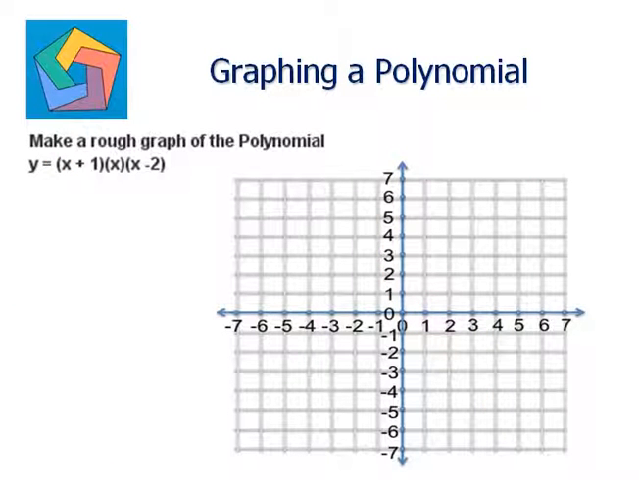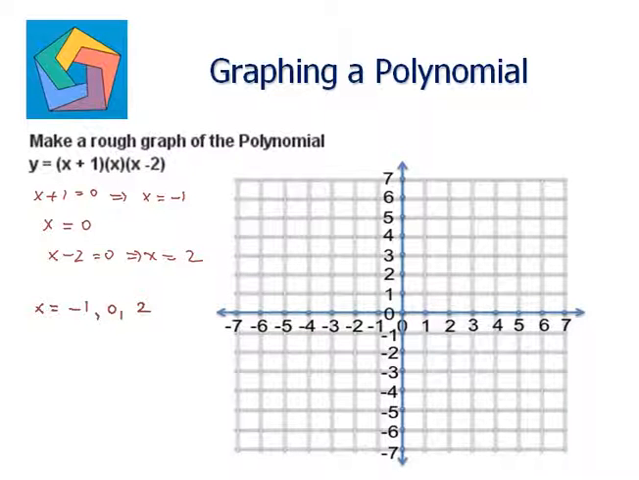Next problem. Make a rough graph of the polynomial y is equal to x plus 1 times x minus 2. So the zeros of this function: x plus 1 equals 0 implies x is equal to negative 1, x is equal to 0, and x minus 2 equals 0 implies x is equal to 2. We can do this as a shortcut. Why? Because when we put y as 0, all these factors will be 0 individually and hence solving them. So we get the zeros as x is equal to negative 1, 0 and 2.